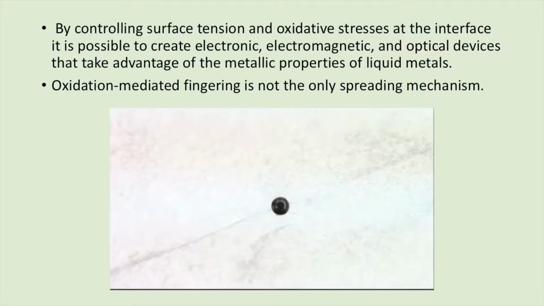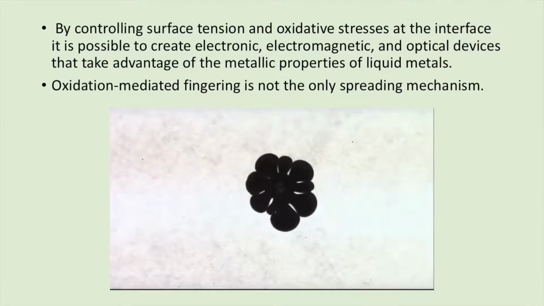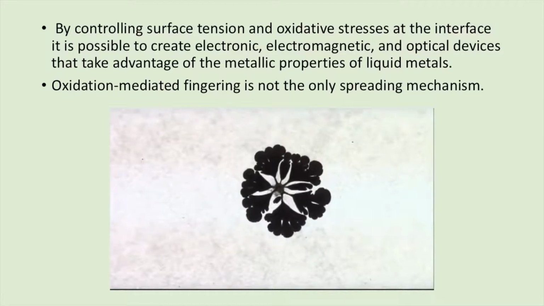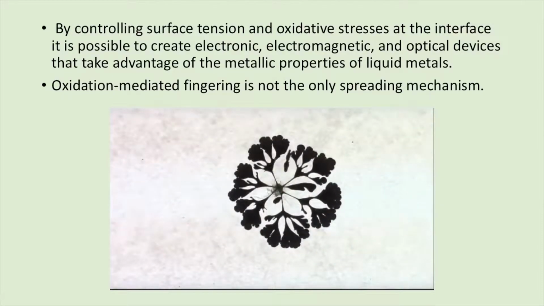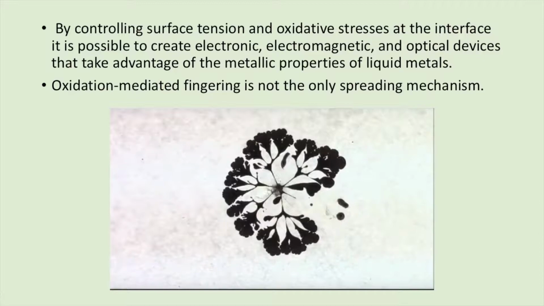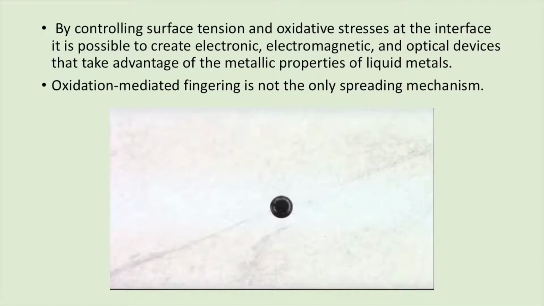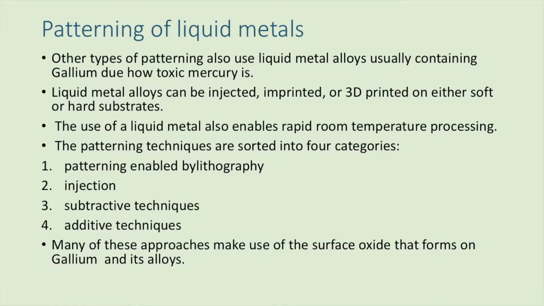Liquid metals have many applications as a result of their optical, electrical, and thermal properties. However, with the largest surface tension of any room temperature fluid, they are very difficult to spread and unlikely to be a candidate to undergo the instability. The patterning techniques organize into four categories: patterning enabled by biolithography, injection, subtractive techniques, and additive techniques. Many of these approaches make use of the surface oxide of gallium.